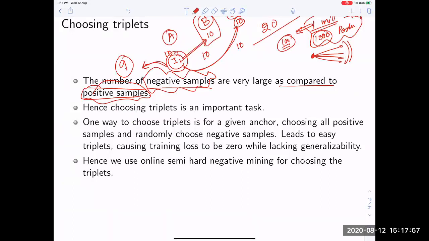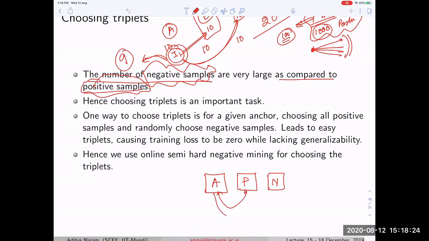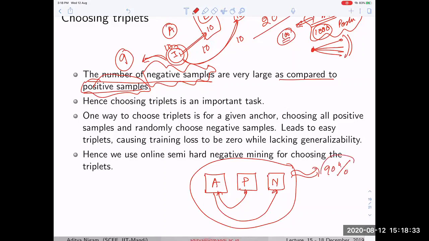So you can choose randomly, but try to understand that if you use random negative sampling, random triplet making, then most of the triplets are going to be very easy triplets. What does it mean, an easy triplet? This image is anchor, this image is positive, and this image is negative. If I randomly choose, then it's going to happen that they are going to be very different. And the network can easily learn this because 90% of your triplets, or maybe 95%, are going to be very, very simple triplets.